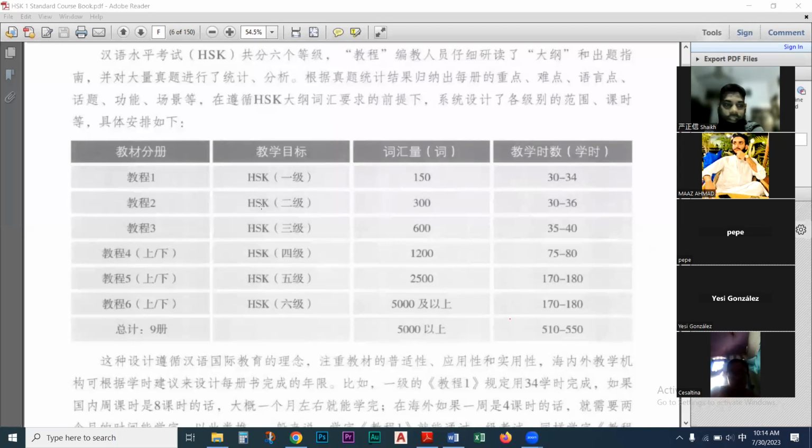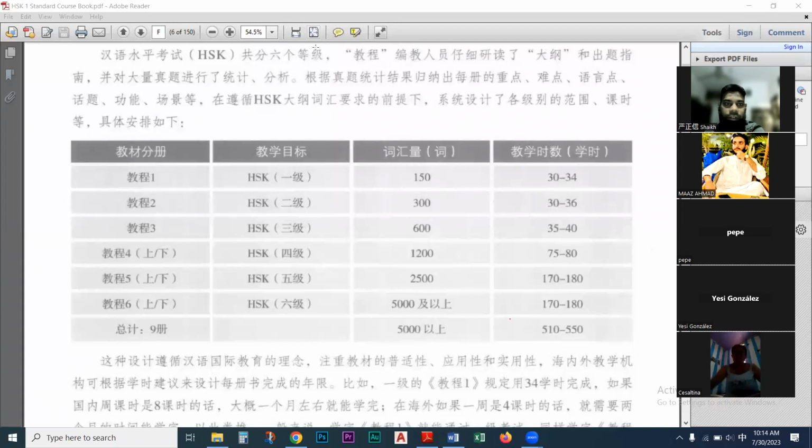And for HSK level 2, you again need to invest 30 to 36 hours. This is about the time duration, like how much time you need to invest while studying this course. If you want to study HSK level 6, you need to spend around 170 hours. So you need to invest this amount of time.